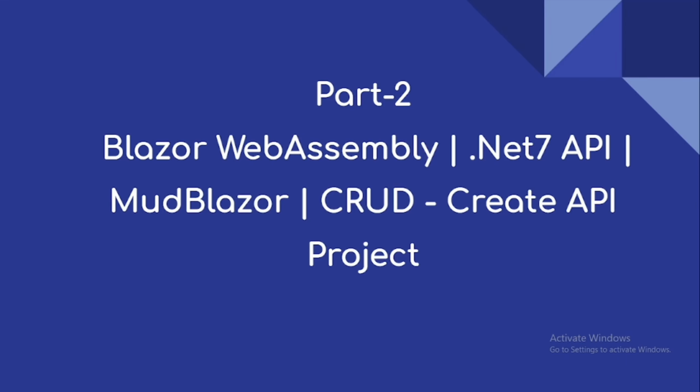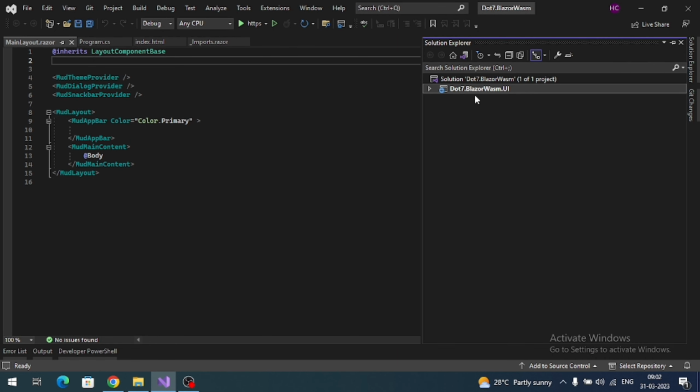So this is part 2 video on Blazor WebAssembly CRUD sample where we use .NET 7 API as a backend and MudBlazor UI components. So in this video we are going to create a .NET 7 Web API project. Now to our solution, let's add one more project.